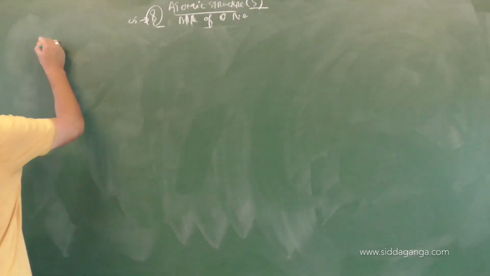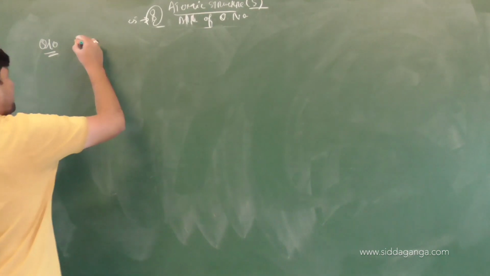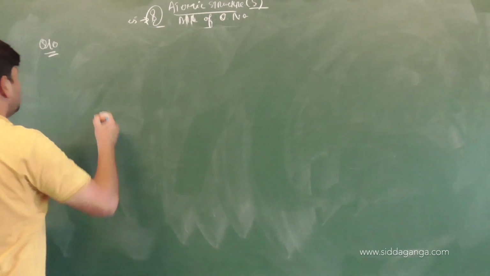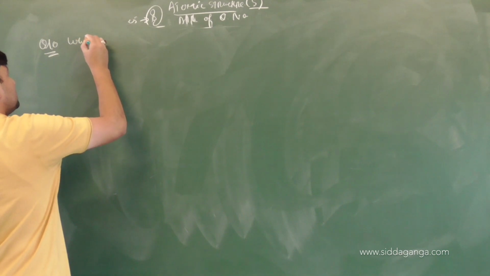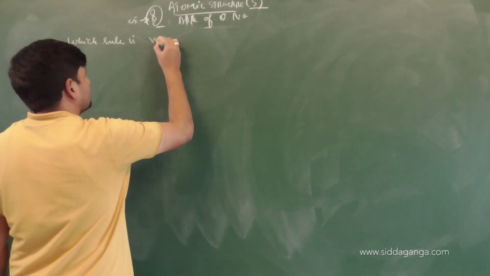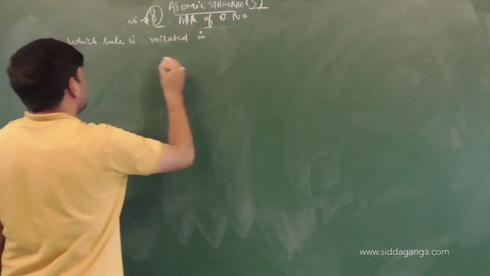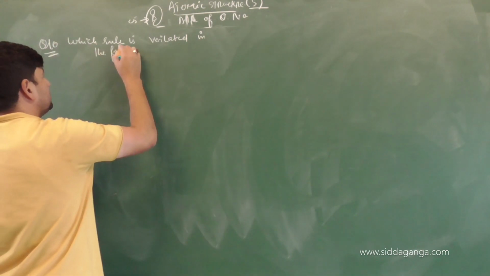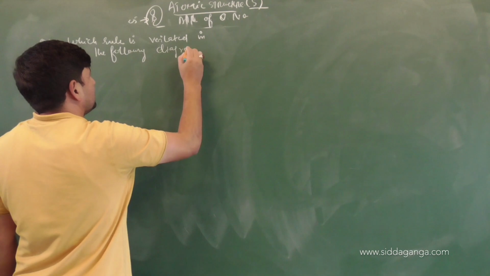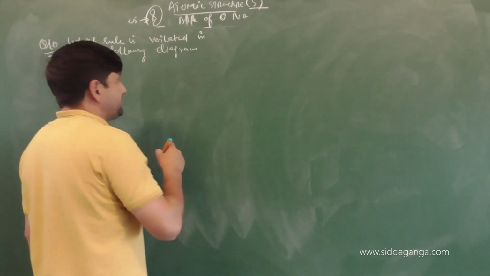Okay, question number 10. Which rule is violated in the following diagram? So I am mentioning the diagram here.